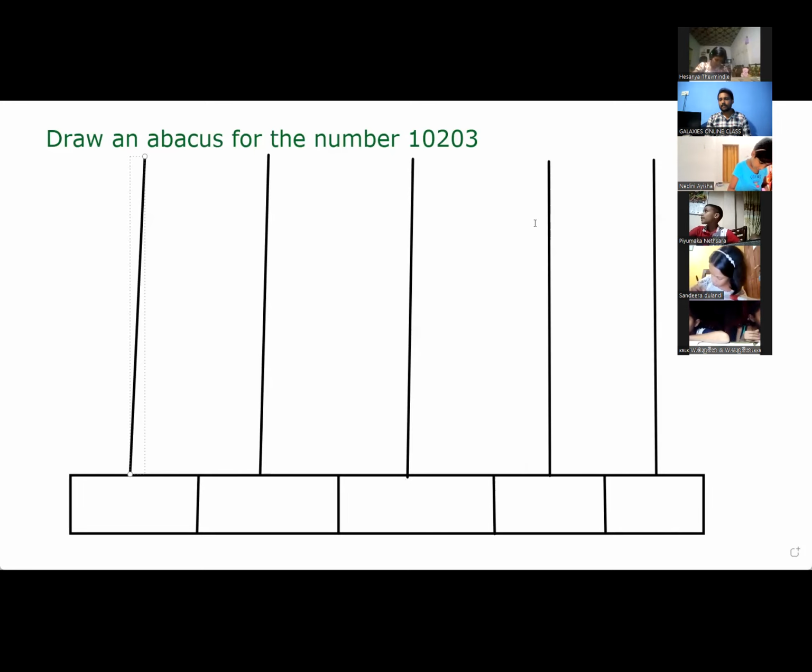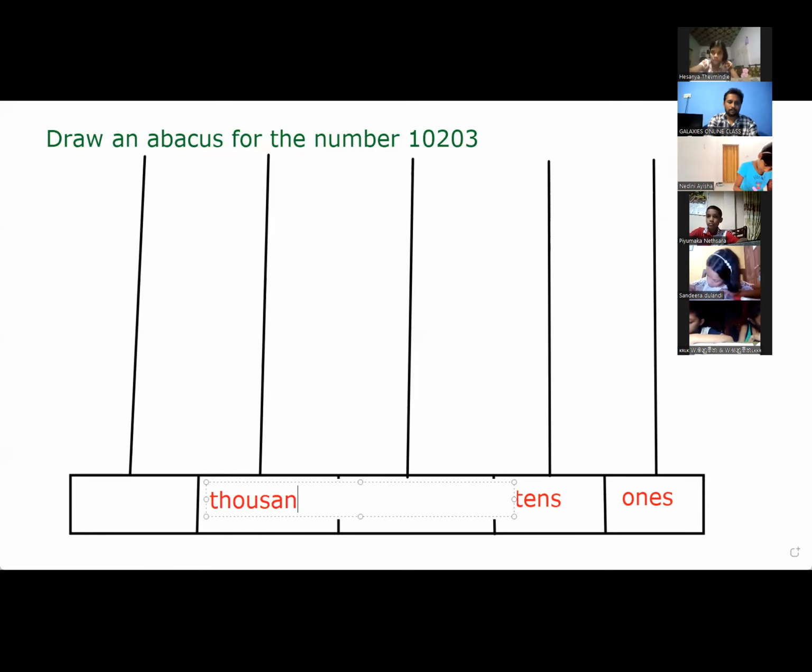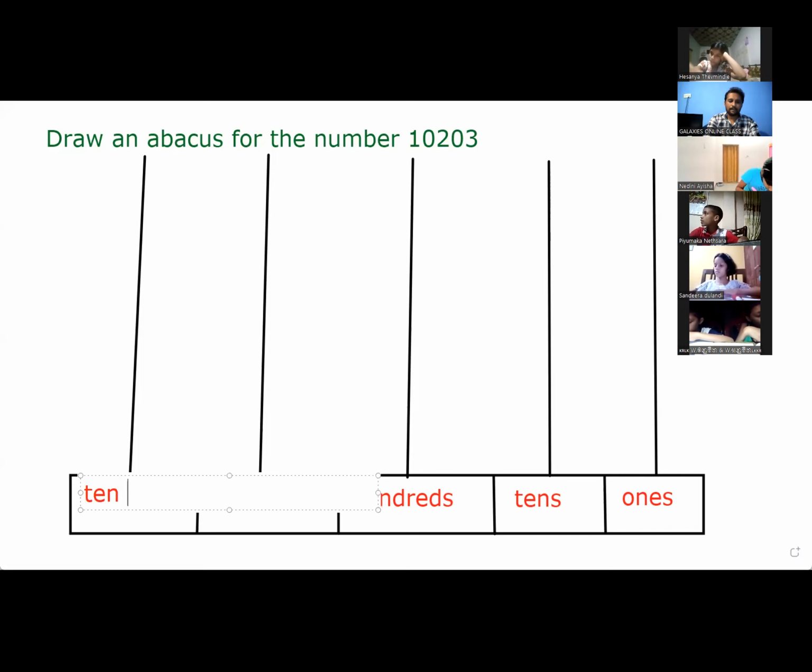It is the important part. This one, ones. This one, tens. This one, hundreds. This one, thousands. What is this? Before the thousands, what is the place? 10,000s. So you have to write 10,000s.